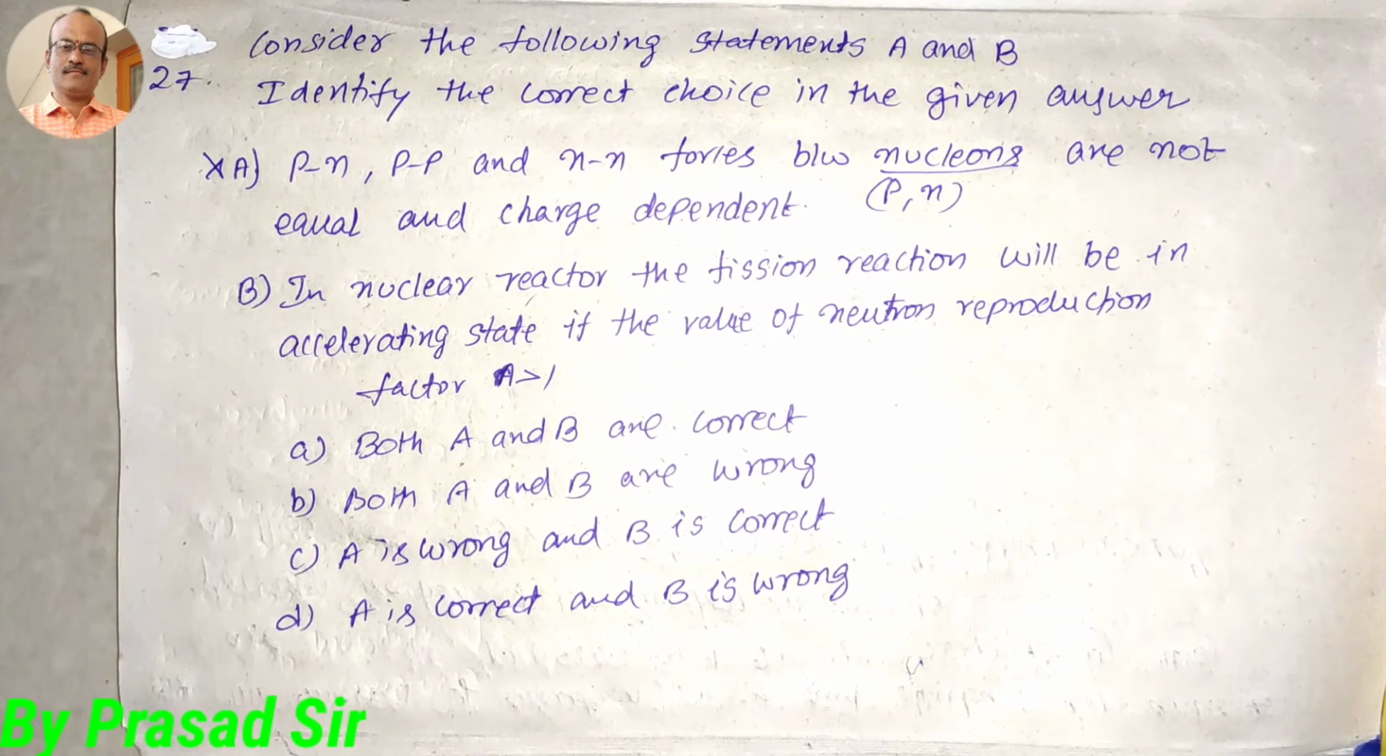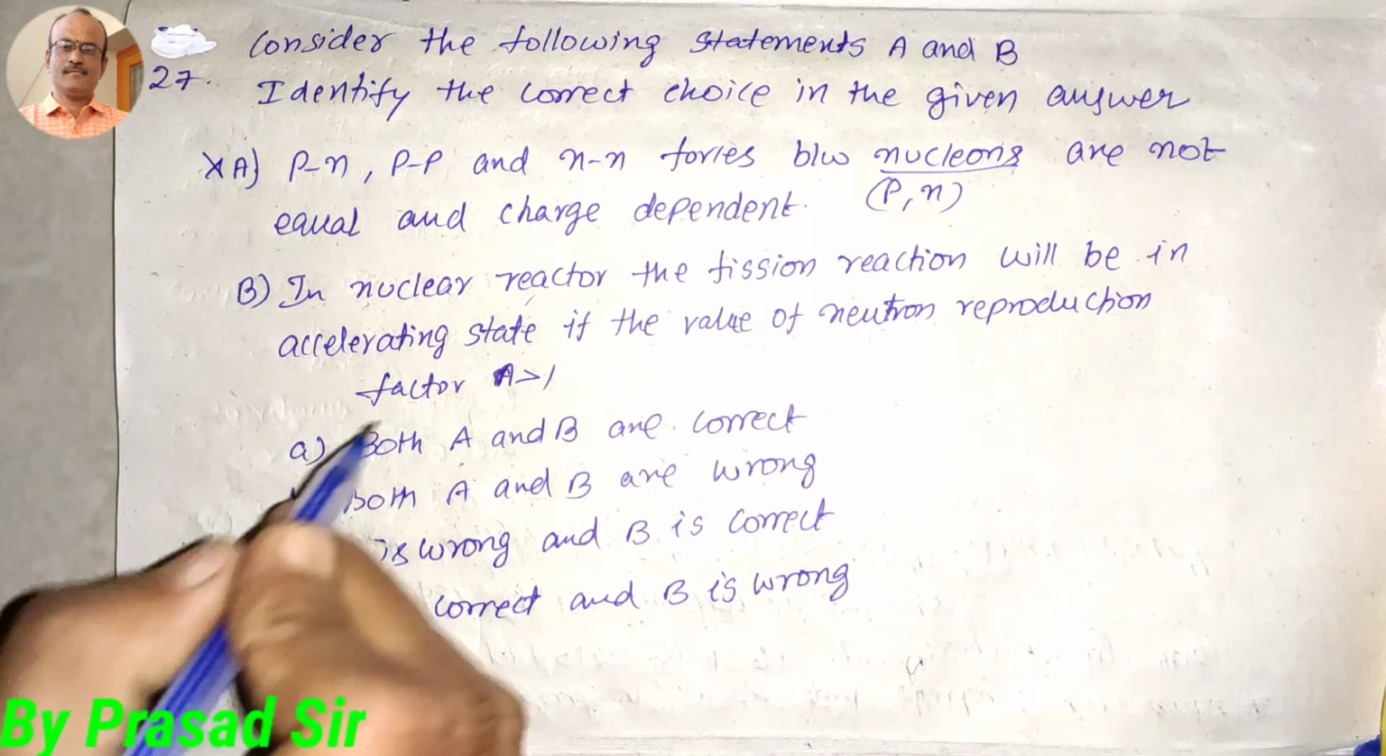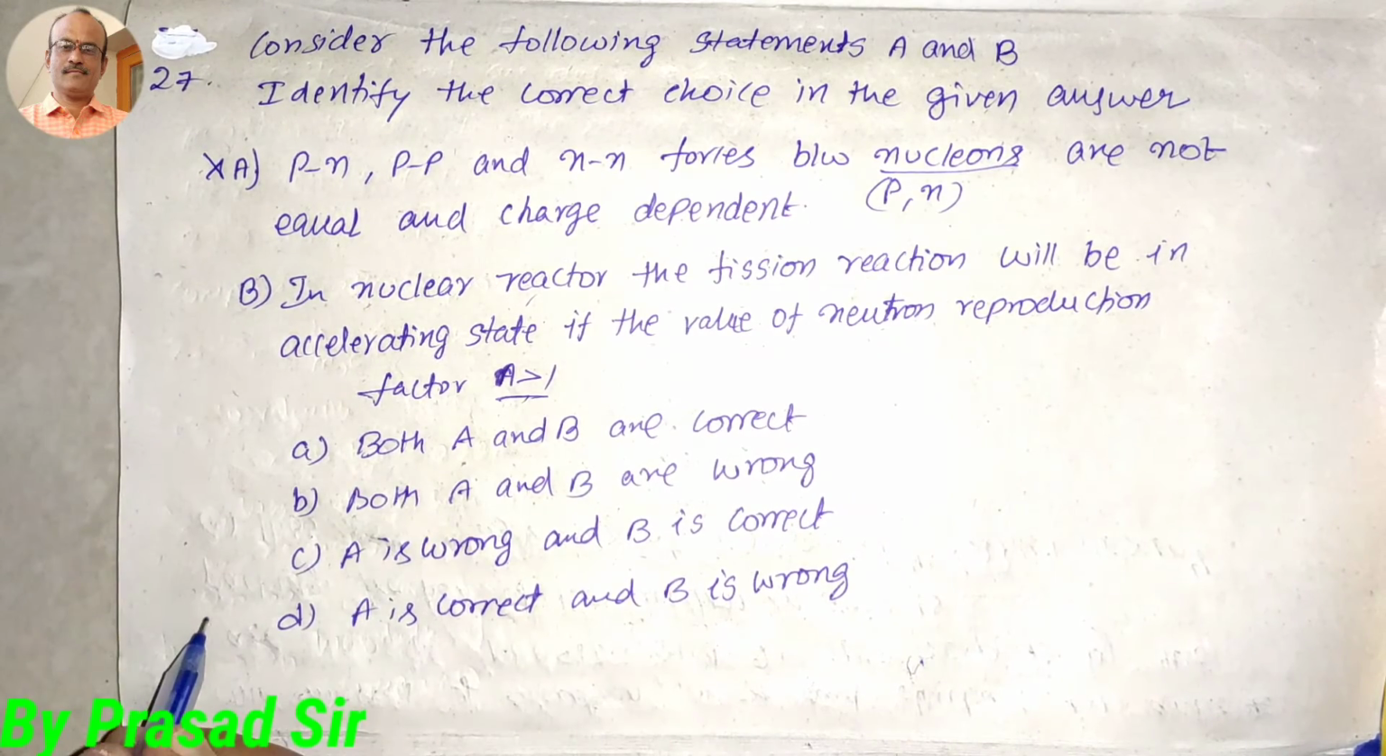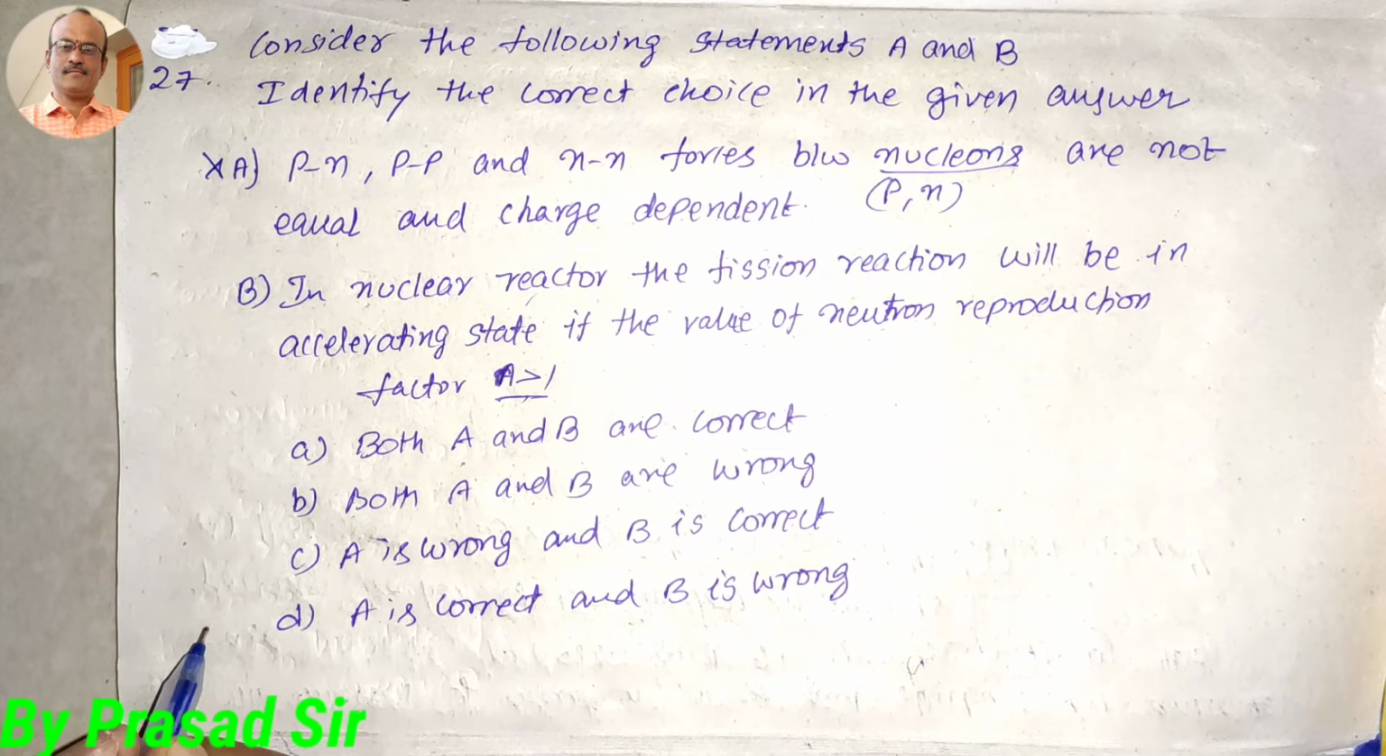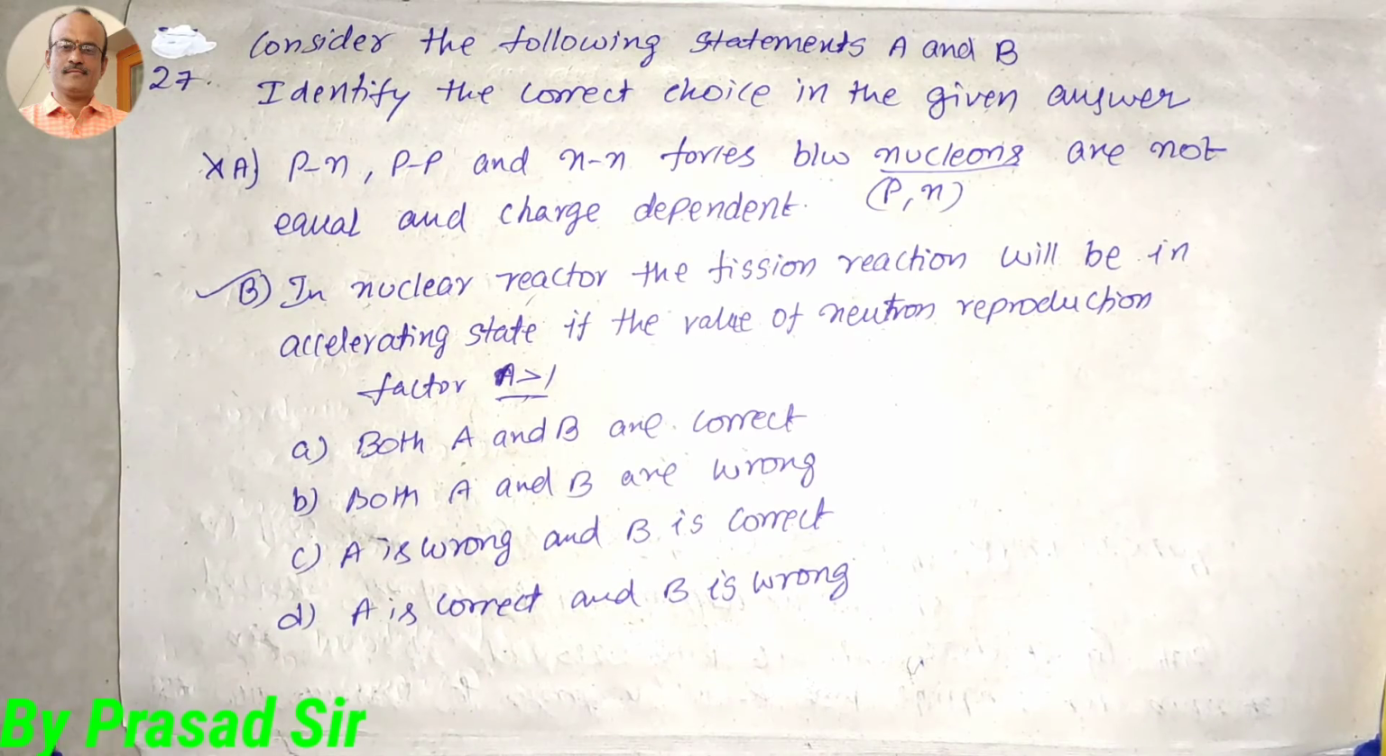B. In nuclear reactor, the fission reaction will be in accelerating state if the value of neutron reproduction factor is greater than 1. So this is absolutely right. That means reproduction factor greater than 1 means the fission reactions in the nuclear reactor will be accelerated. So A is wrong and B is correct. So option C is correct.